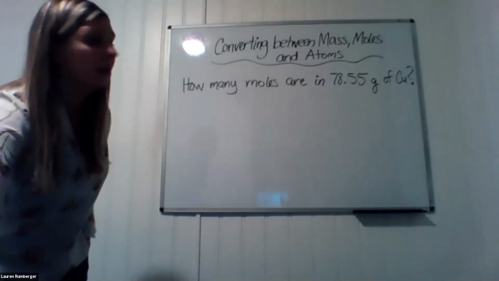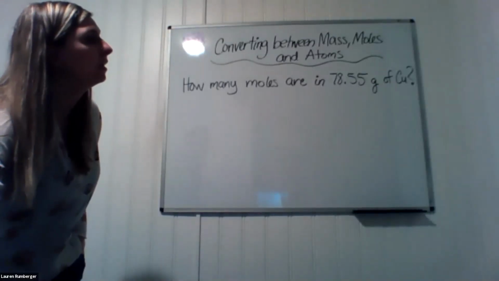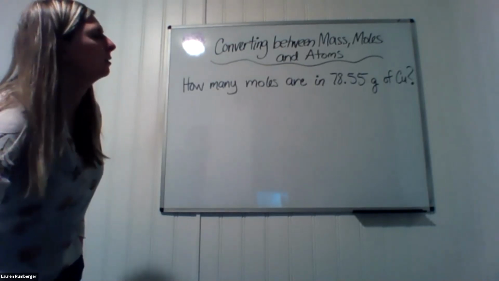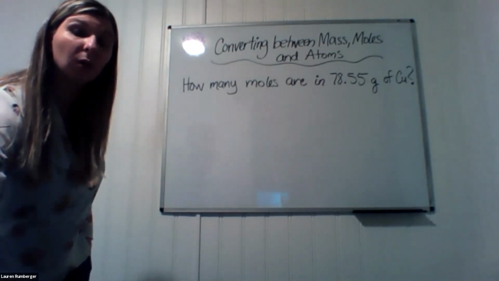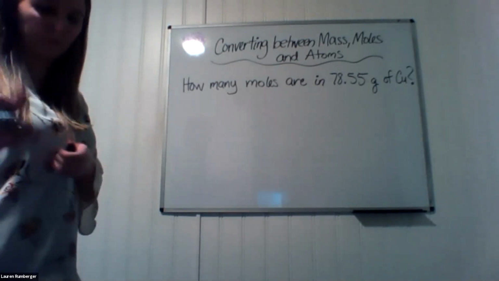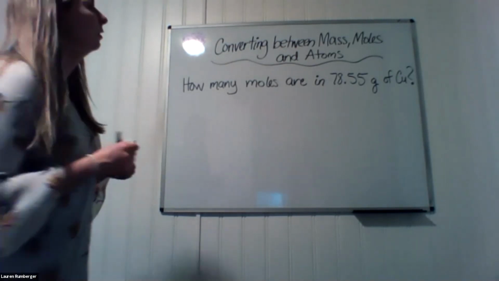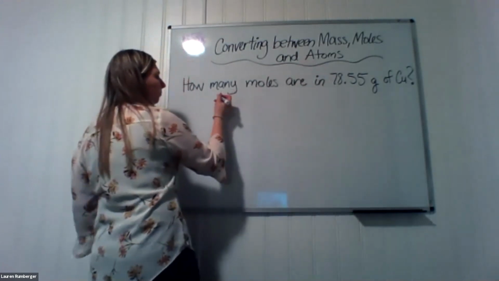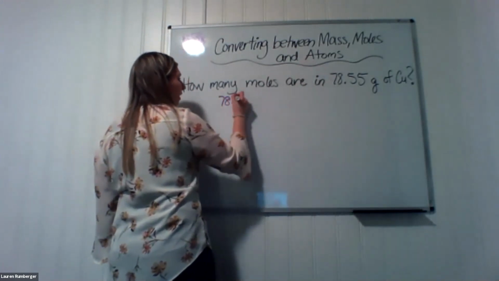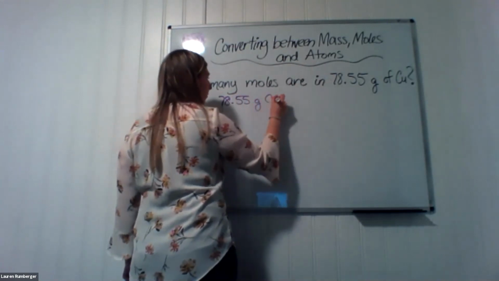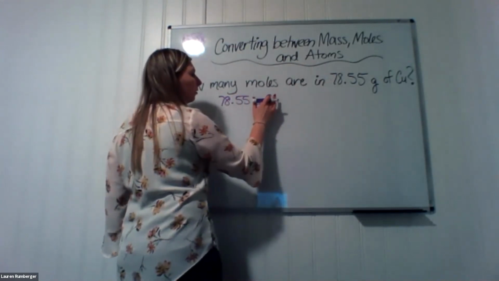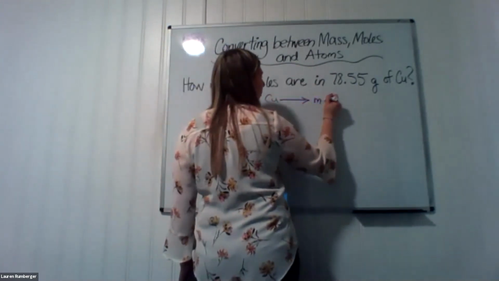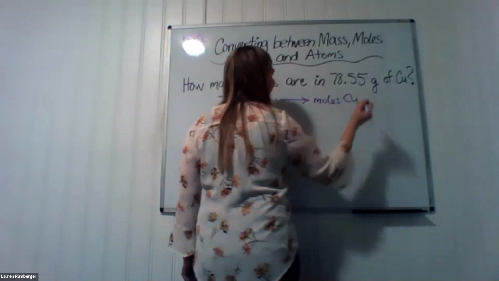This problem states, how many moles are in 78.55 grams of copper? So what we need to say is, what is our given value and what are we looking to convert to? We are given that we have 78.55 grams of copper. What are we looking to convert this to? We are looking to convert this to moles of copper.